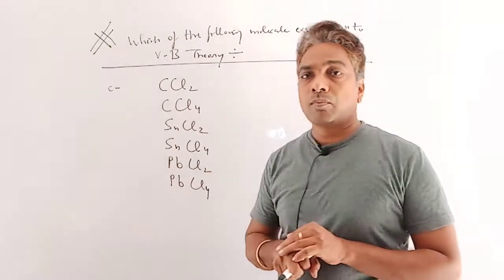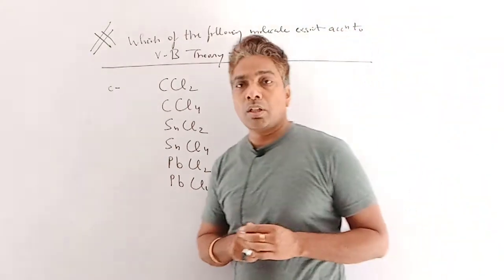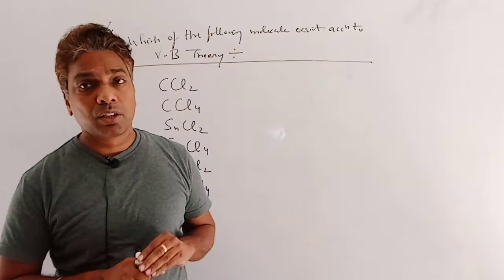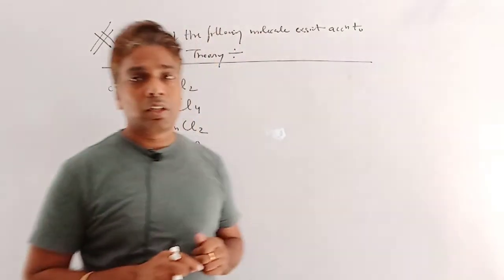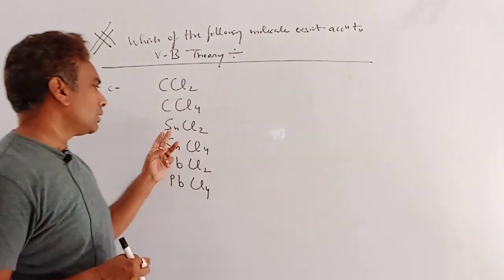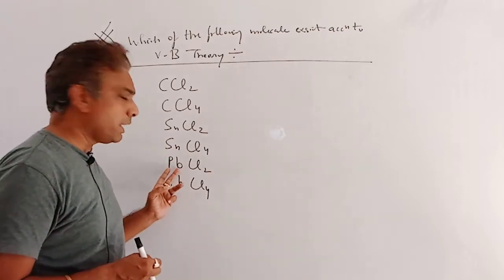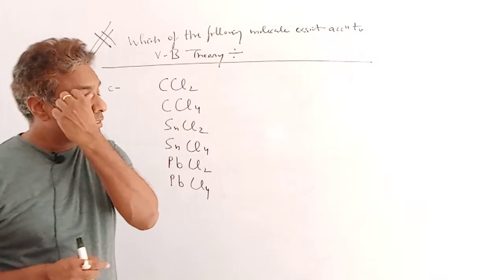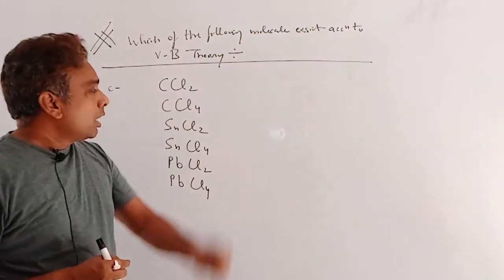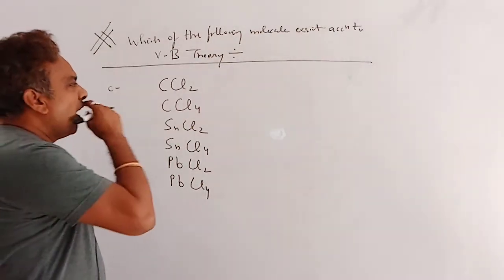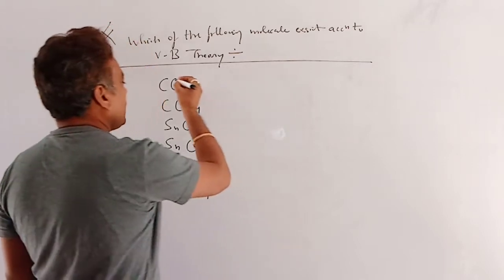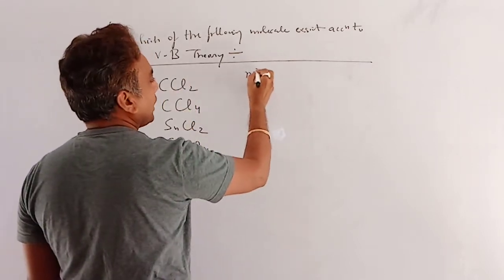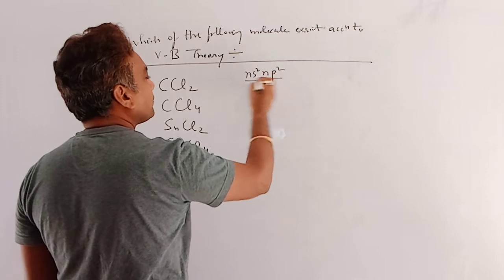So what is the procedure? Firstly, select the central atom. In case of carbon, it is central; stannous, central; lead, central. All these are carbon family elements. So the outermost configuration of all these elements is ns2 np2. Clear?